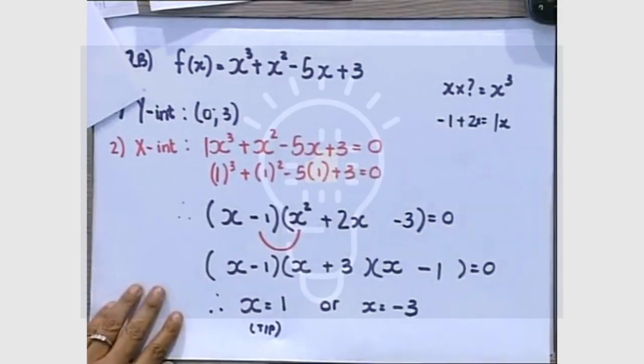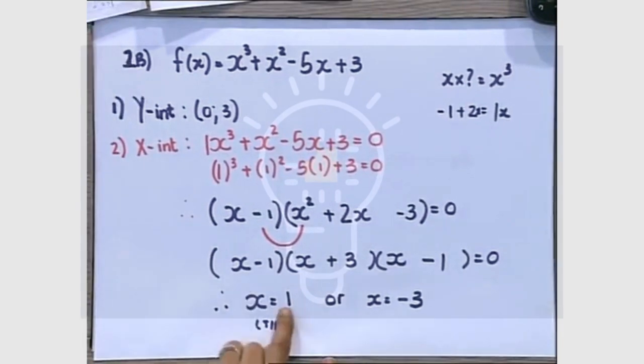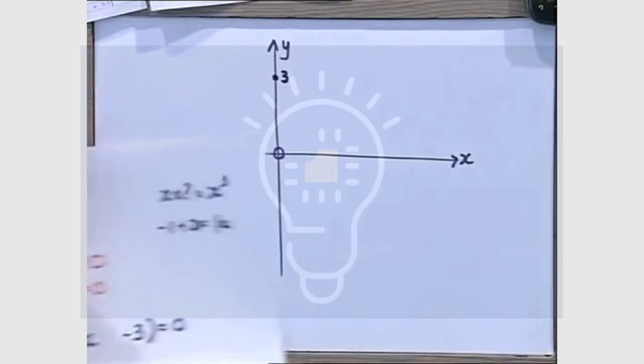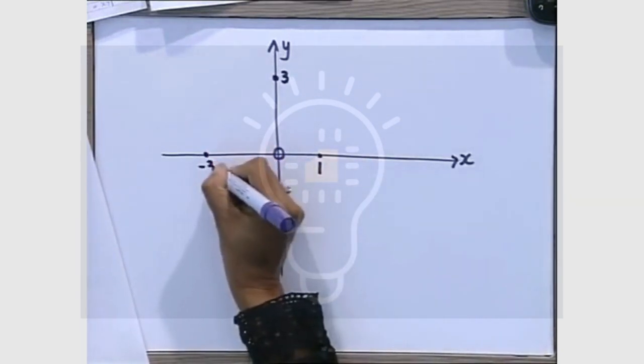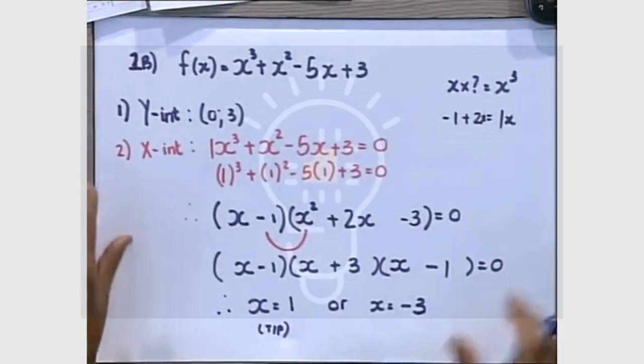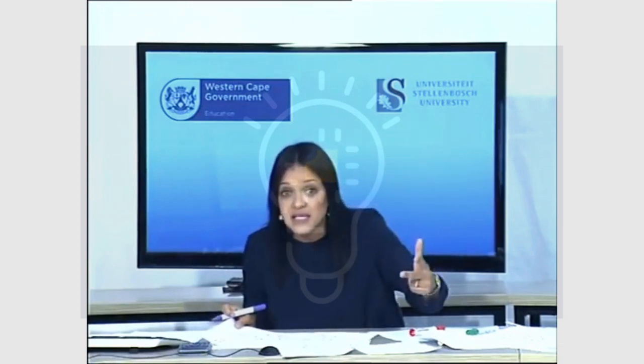Okay, let's plot our x-intercepts. The x-intercepts that I found were the 1 and the -3. Take your graph, plot 1 and plot the -3. Right. Can you see, grade 12s? I'm plotting my graph just as I found my steps. Y-intercept, x-intercepts. What's the only thing that is left for me to plot?